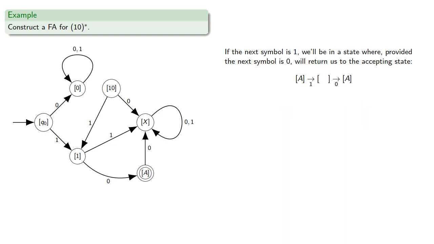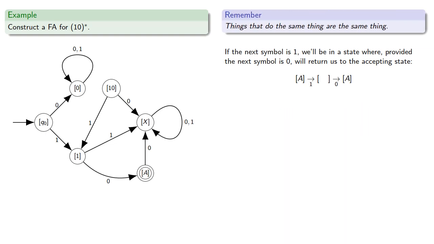And again, things that do the same thing are the same thing. We already have a state where a 0 will take us to the accepting state, and so we can use a transition from the accepting state. A 1 will take us to state 1.